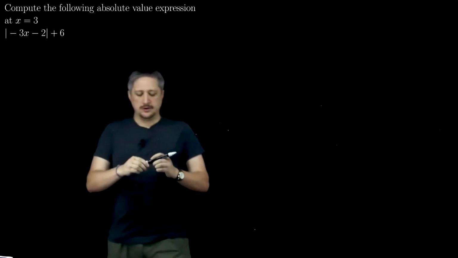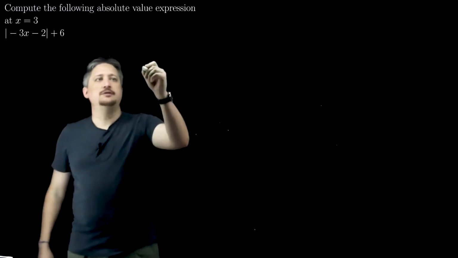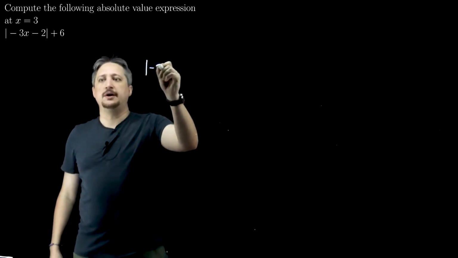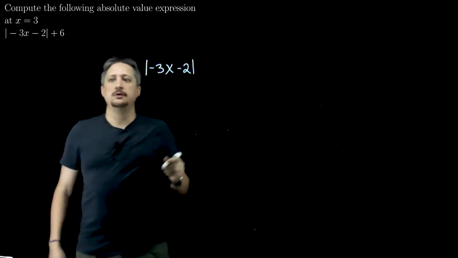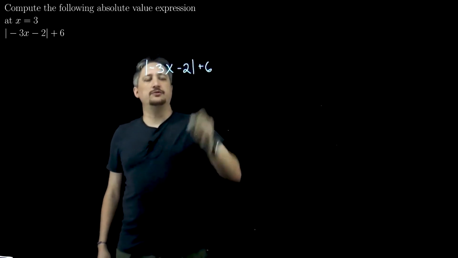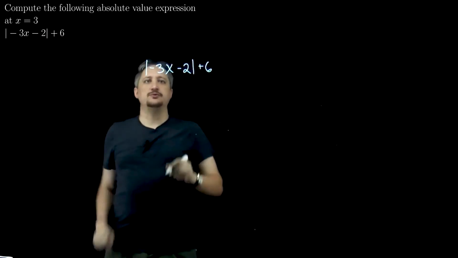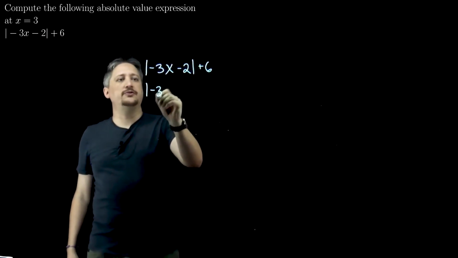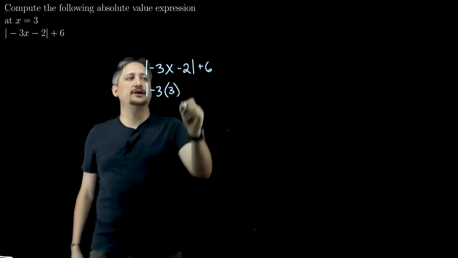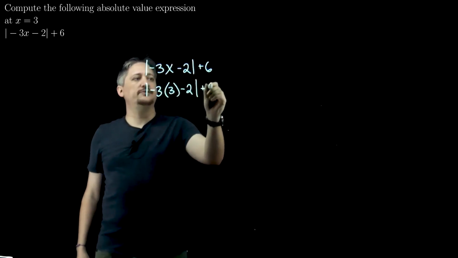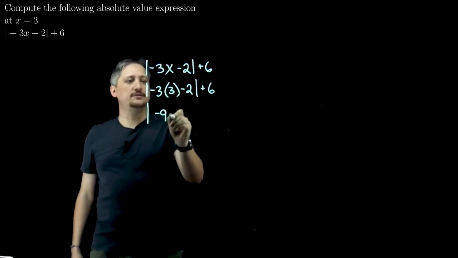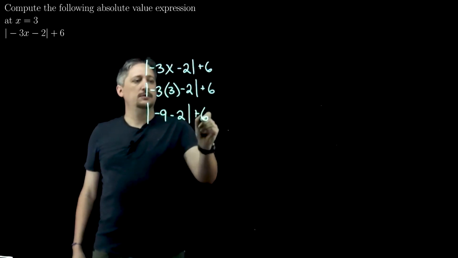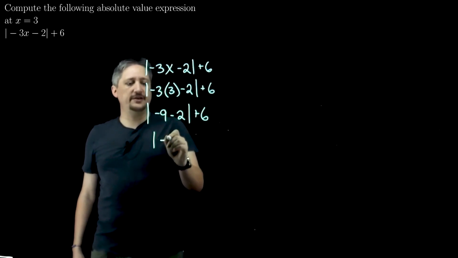Okay. So here we have the absolute value of minus 3x minus 2, plus 6. That's our original, and we want it at x equals 3. So we're going to do minus 3 times 3, just plugging in 3 for x, minus 2, plus 6. So minus 3 times 3 is minus 9, minus 2, which, putting these together, is minus 11.